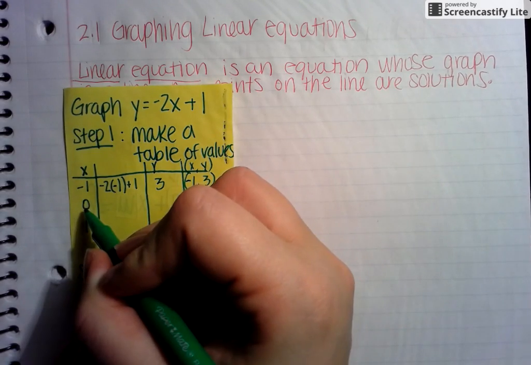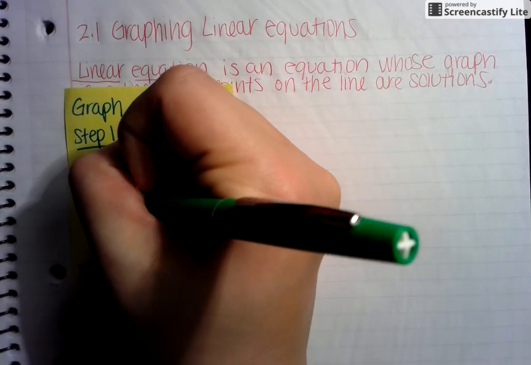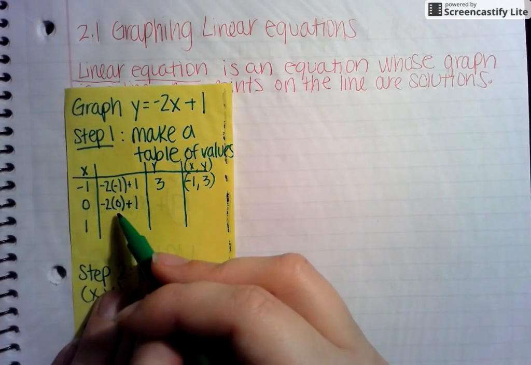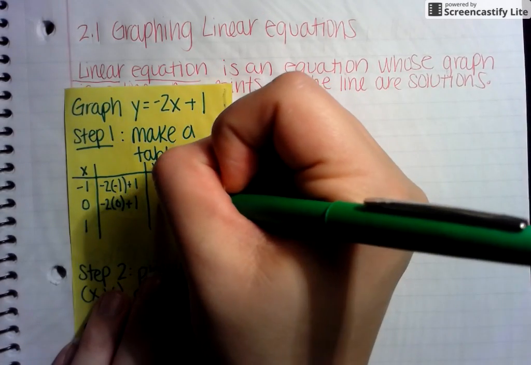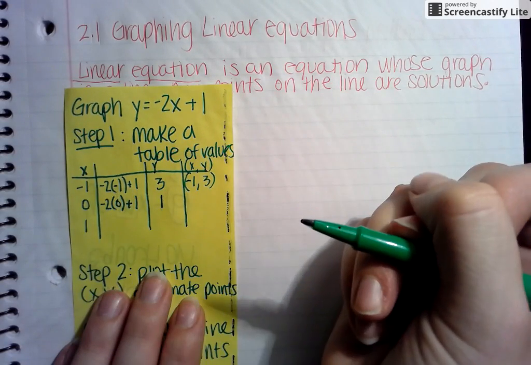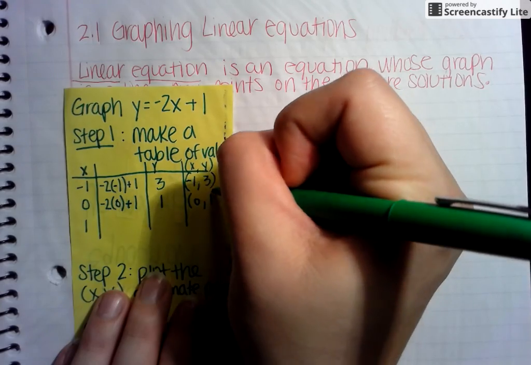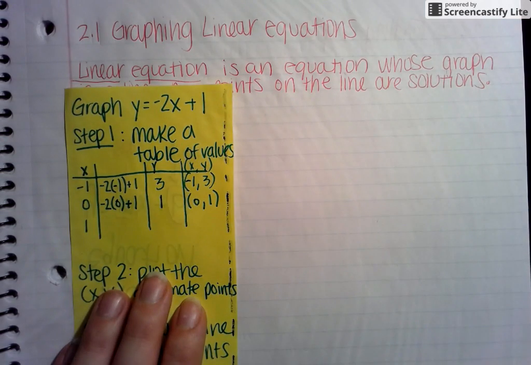I'm going to do that again for my next x value. So I have -2 times 0 plus 1. -2 times 0 is 0, plus 1, and that gives me y is 1. So my point, or my solution, is 0, 1 for this linear equation.